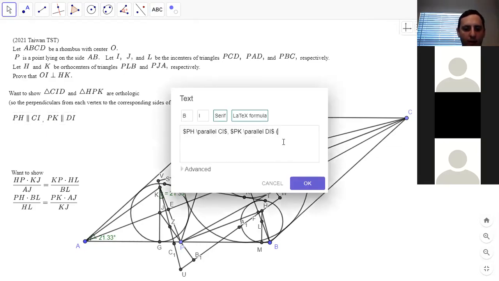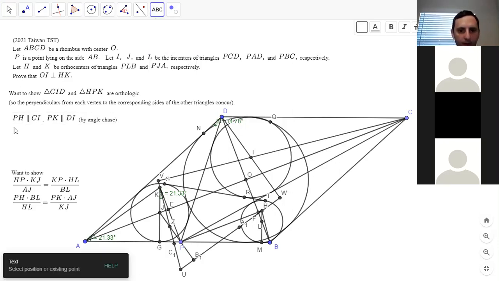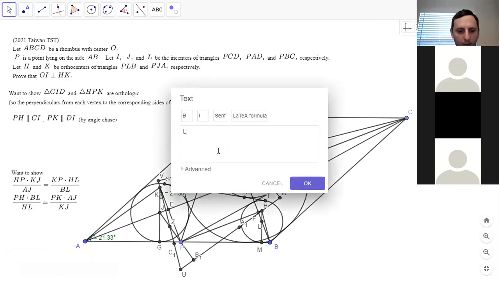I'll just say, basically let you, so I'll say, let the perpendicular from P to AB meet the perpendicular from H.